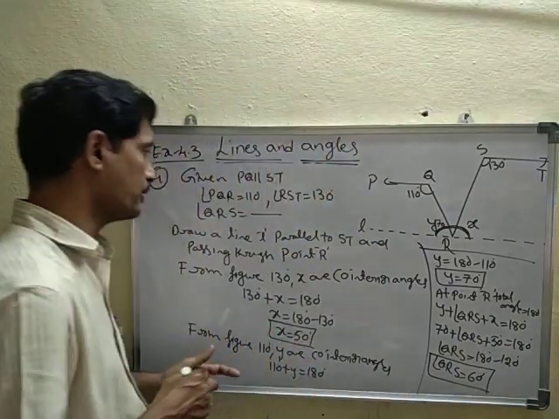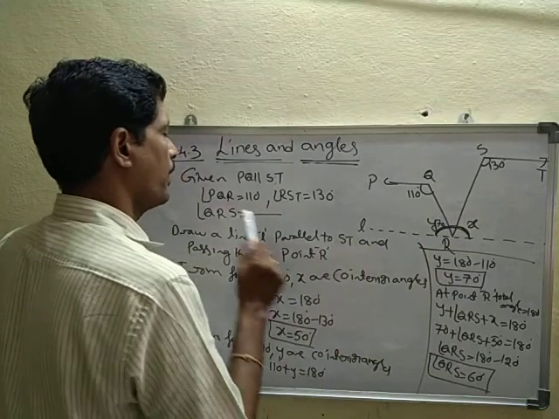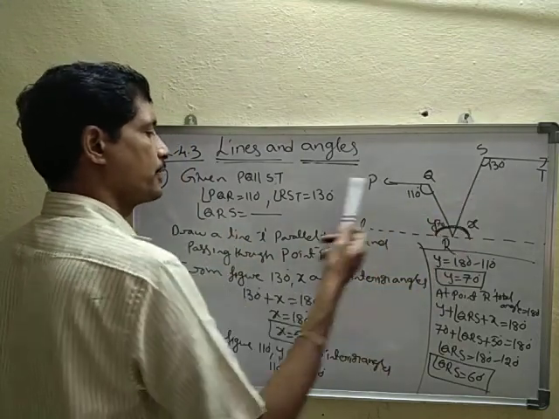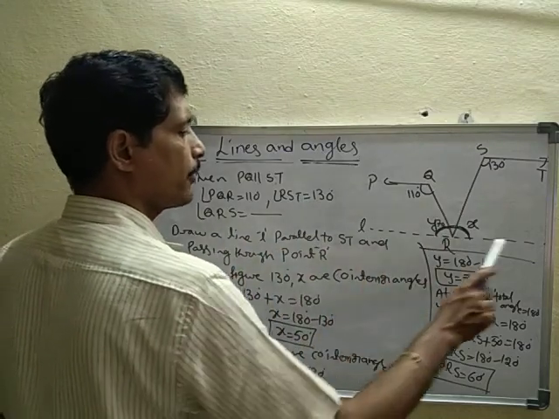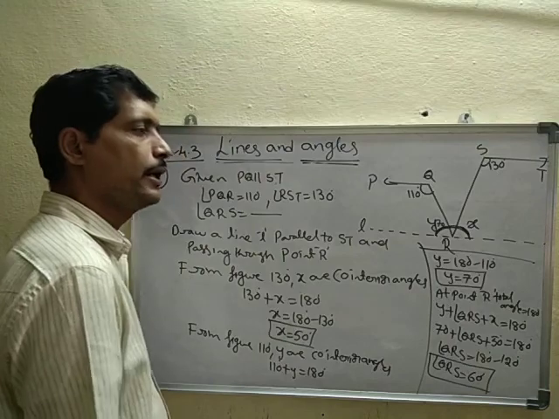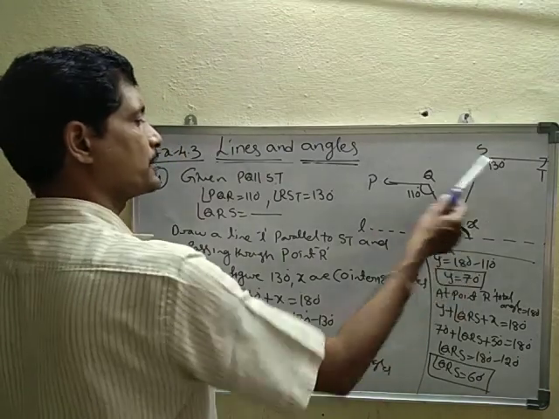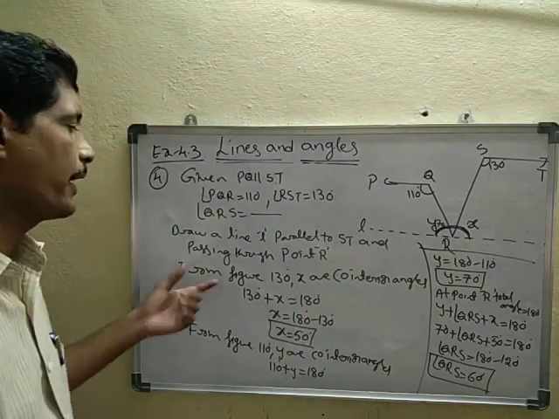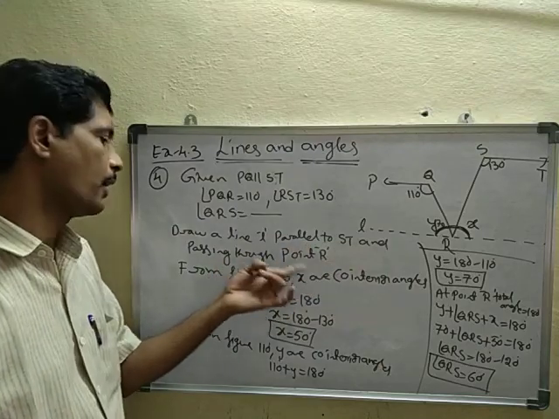Here one more time, see. Given PQ is parallel to RS. Therefore, angle PQR equal to 110 degrees. Angle RST equal to 130 degrees is given. Find angle QRS, this angle. Here draw one line that is parallel to ST and passing through point R. That is parallel to ST means that is compulsorily parallel to PQ also. Therefore, here draw a line L parallel to ST and passing through point R.